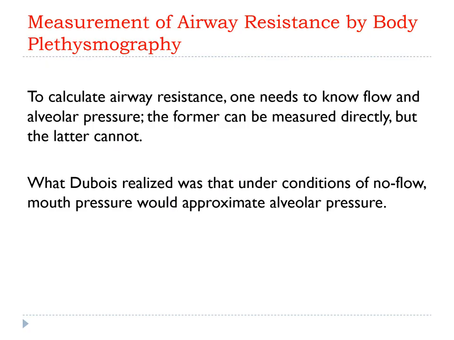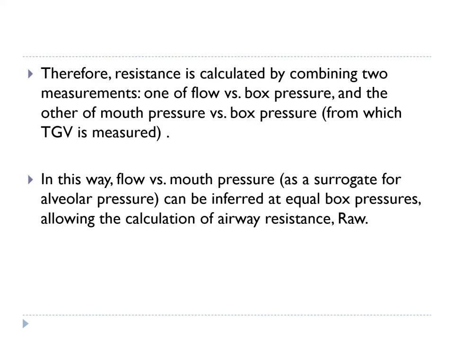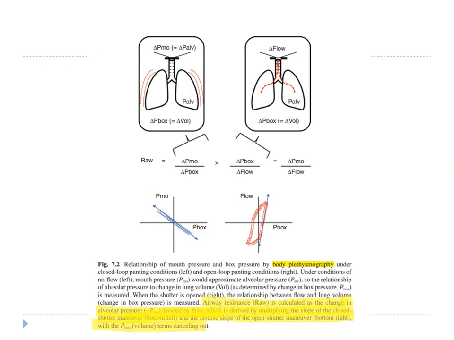The measurement of airway resistance by body plethysmograph is also done the same way as we discussed. But in this one, he is asked to pant in an open shutter. The shutter doesn't close, and so it helps in the measurement of the airway resistance. In this, there is a formula. The pressure changes in the mouth with the change in flow help in the determination of the airway resistance.